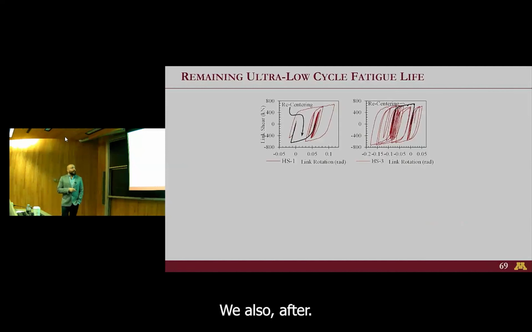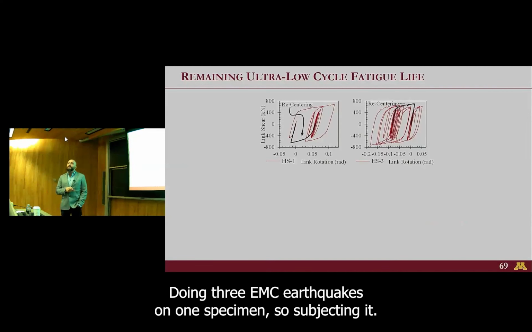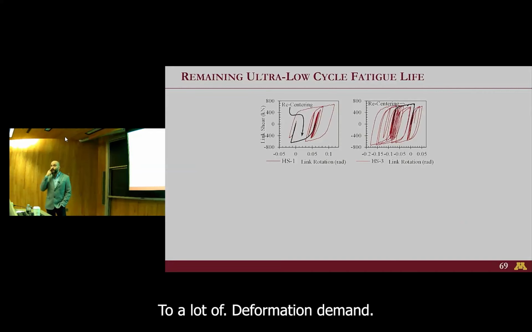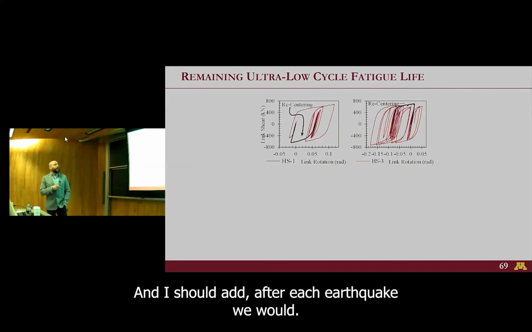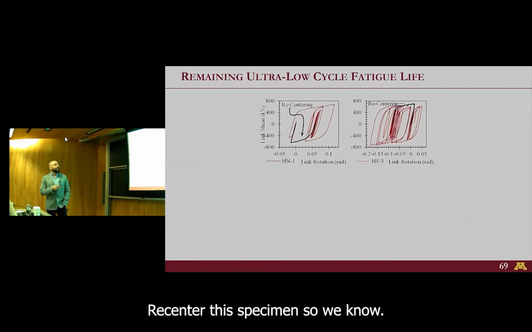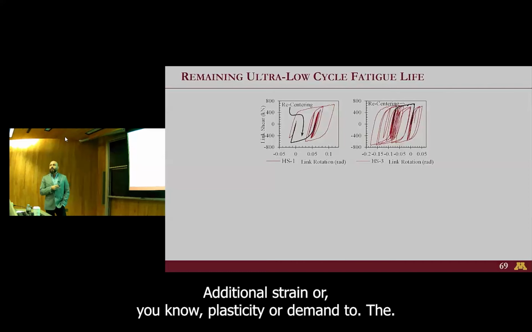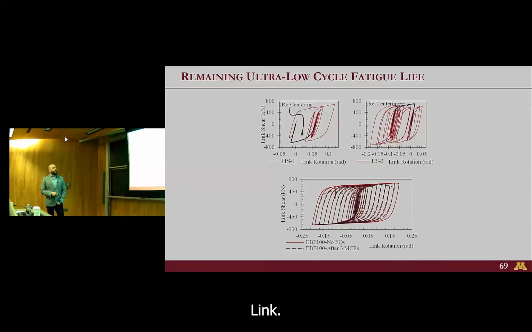We also, after doing 3 MC earthquakes on one specimen, so subjecting it to a lot of deformation demand. And I should add, after each earthquake, we would recenter the specimen. So, the red is the response to the earthquake. The black line is the recentering. So you have to come back to 0, right? So that also adds additional strain or plasticity or demand to the link.